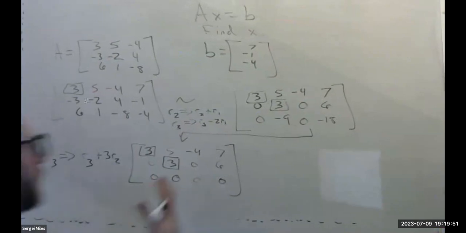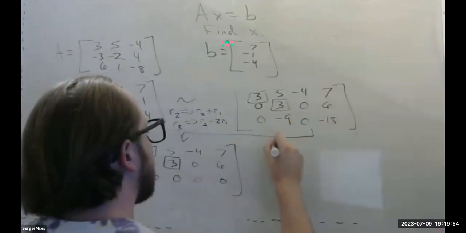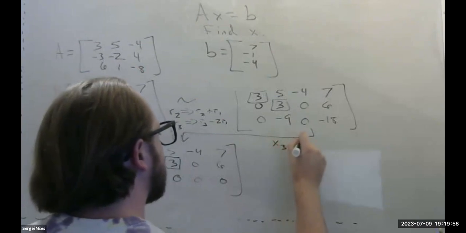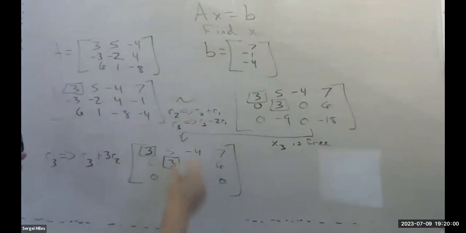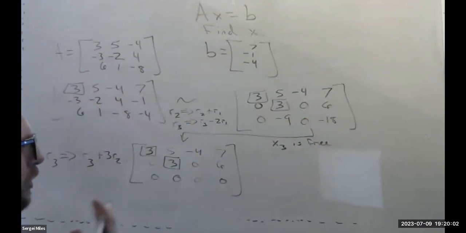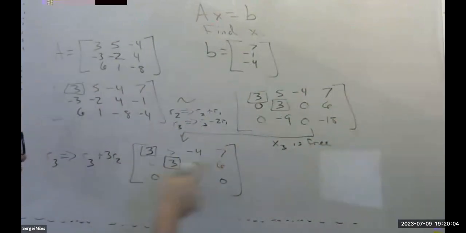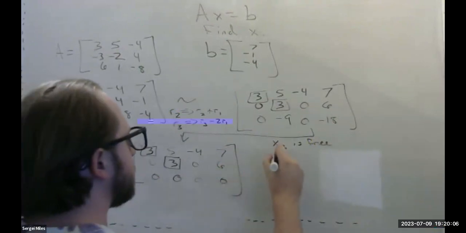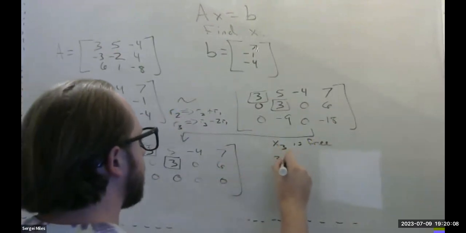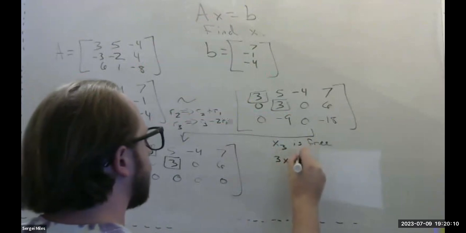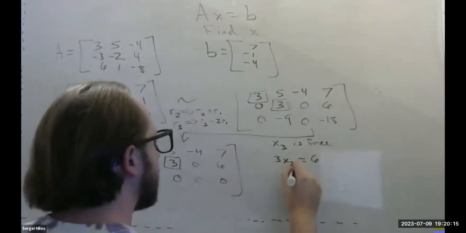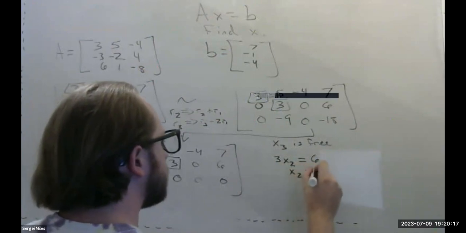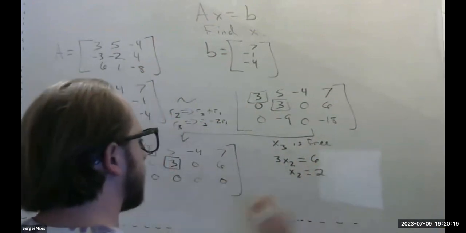Okay, so what's happening here? Well, first of all, x3 is free. We can see that because there's no pivot in the third column. What's going on with x2? Well, let's look at row 2. This says 3x2 equals 6. In other words, x2 equals 2. 6 divided by 3 is 2.